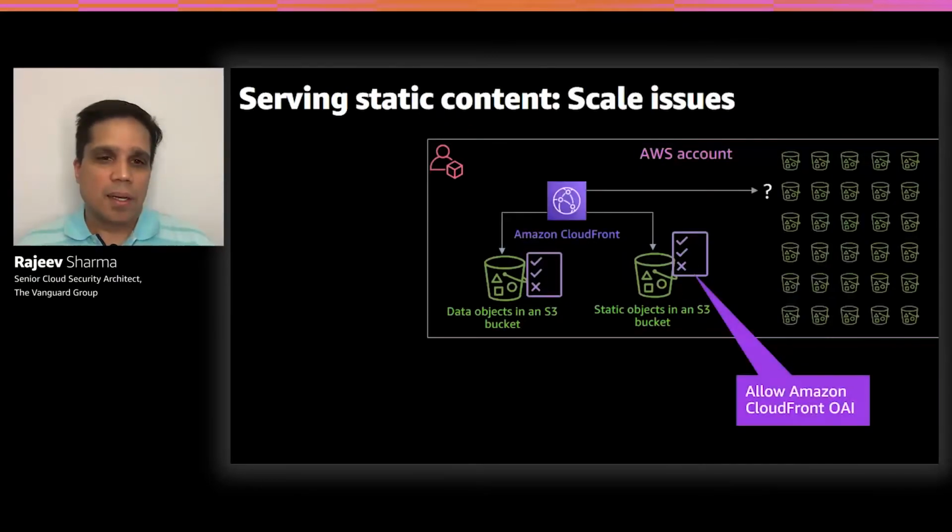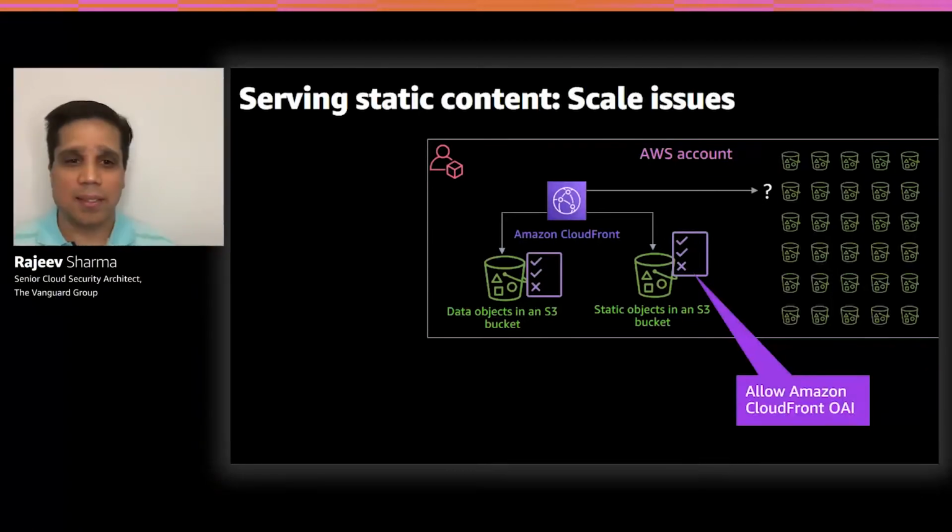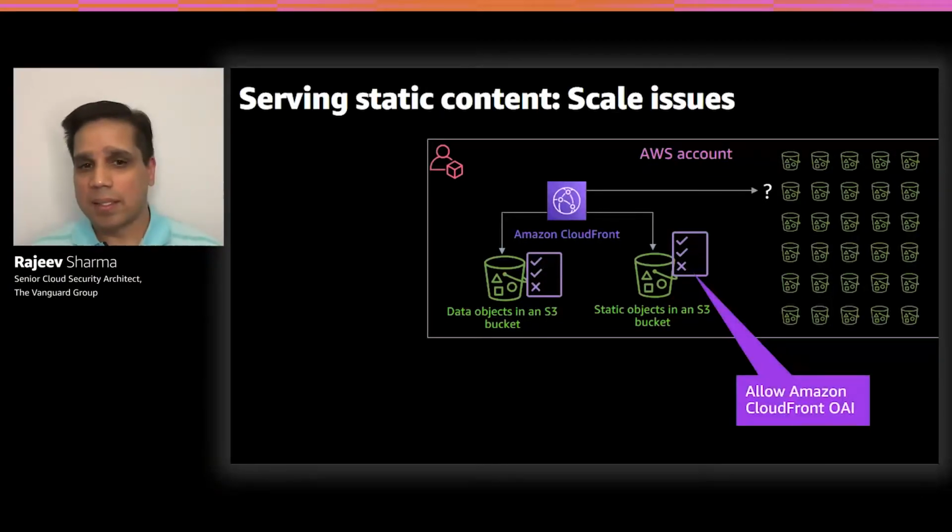So another problem that we've faced here at Vanguard was when we have this account and we have hundreds and hundreds of buckets within the account, how do we know which bucket actually is the one that can serve static content and which bucket can serve data out into the internet? This becomes a very hard problem to solve.